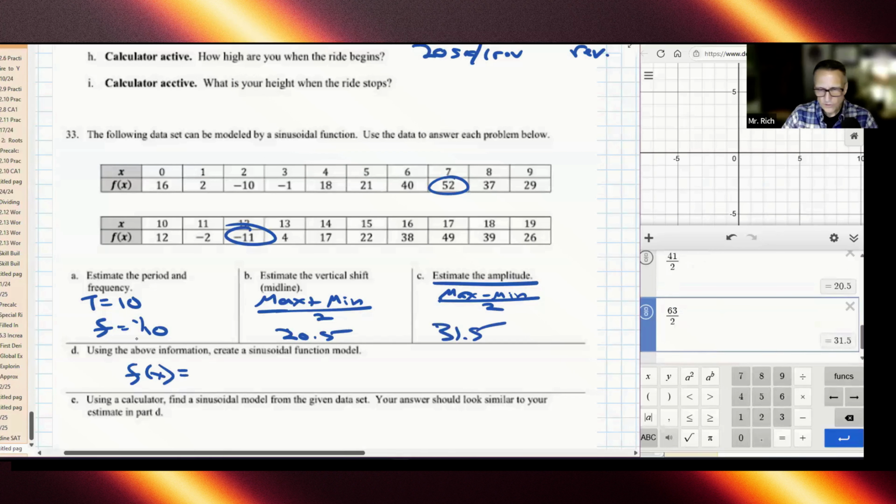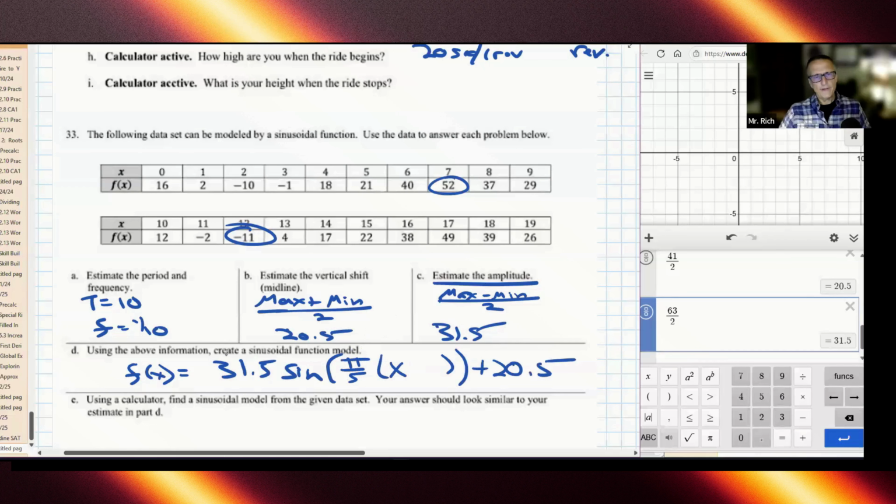The amplitude is 31.5. And I'm going to use a sine. And here's what I'm going to do to use a sine. I know that my B coefficient will be 2 pi over the period. 2 pi over 10 is pi over 5. But there's probably a phase shift that I'm going to put in here. I know that the midline is 20.5 right there. Now, how do I find the phase shift?